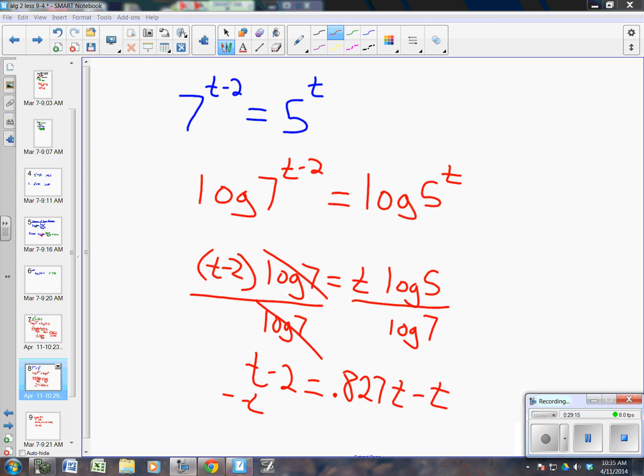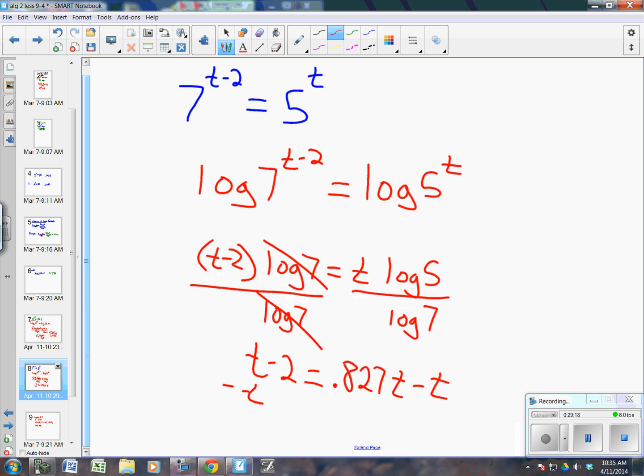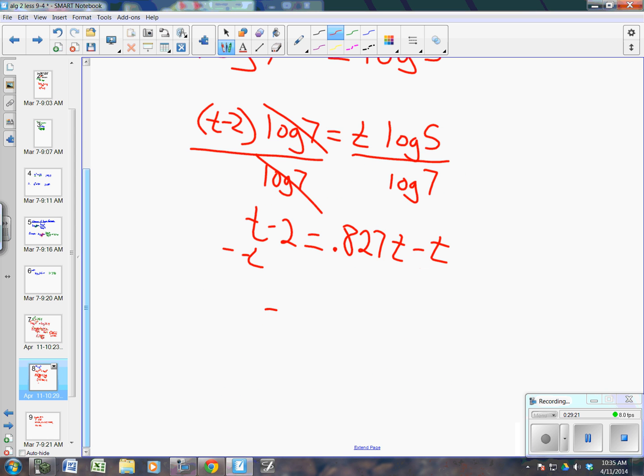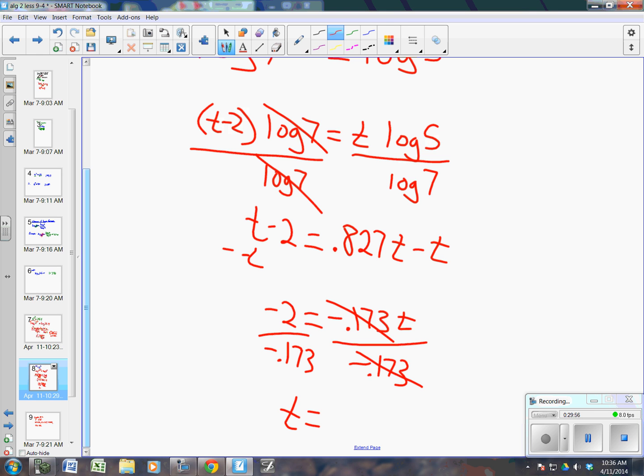So minus t. Remember, that's minus 1t, right? So I'm going to get negative 2 equals 0.827t minus 1t, which is going to be, what's 0.827 minus 1? Negative what? 173. Right? T. And then I would divide by negative 0.173. Those cancel out. And I would get t equals negative 2 divided by negative 0.173.